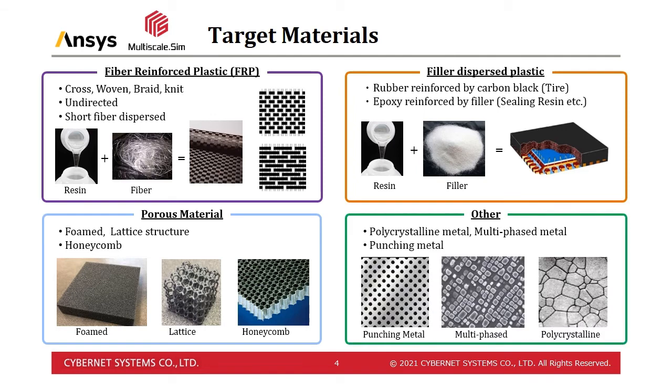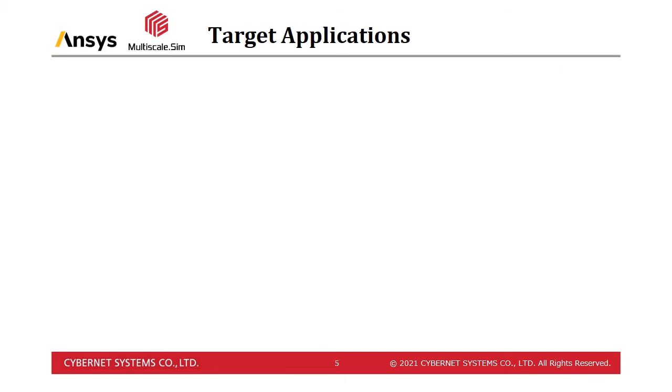Sometimes metal materials also have non-homogeneous microstructure, which has many holes, complex phases, or crystal grain distribution and so on. All of these materials can be subjected to analysis in our Multiscale solution. These are some of the applications from a more macroscopic viewpoint, or at the actual product scale.